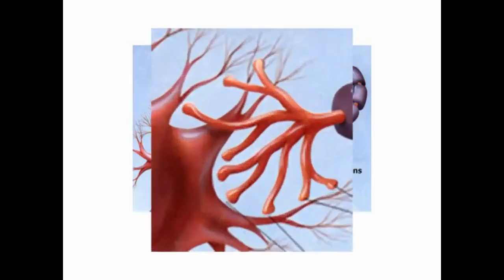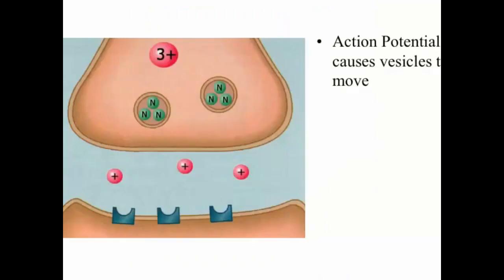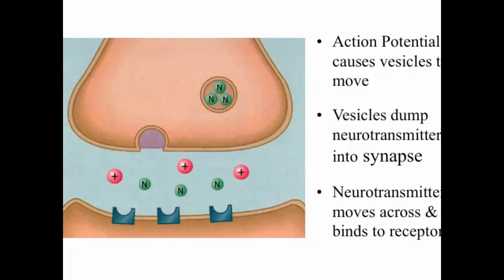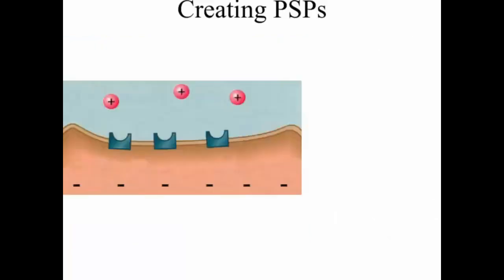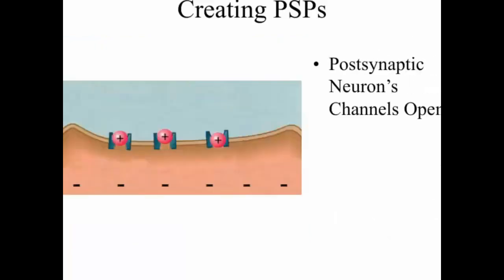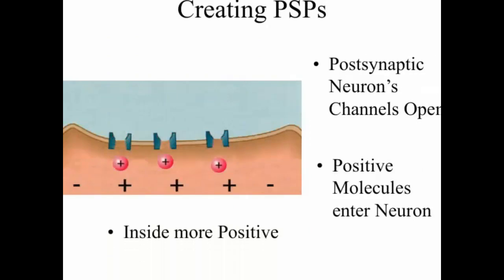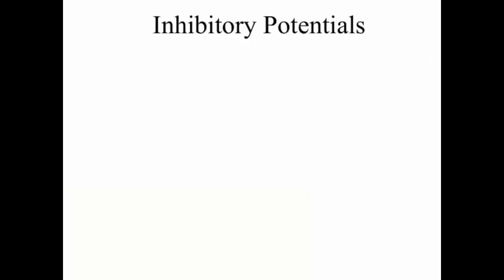terminal buttons. Up close view. Action potential causes the vesicles to start moving. They dump neurotransmitters into the synapse. They go across the synapse, attach to the receptors, which makes them open. Positives come in, and on, and on. Pretty cool, huh? Inhibitory potential.